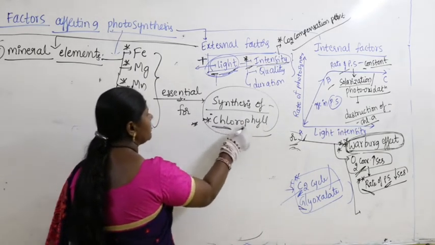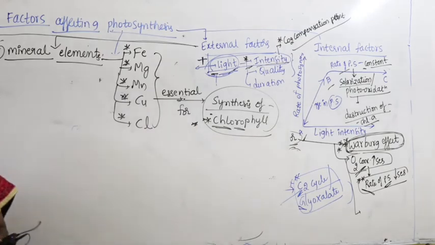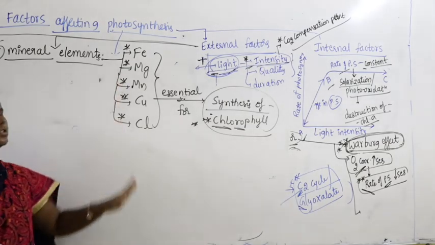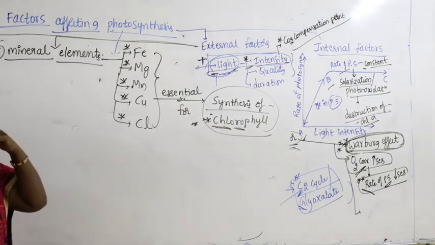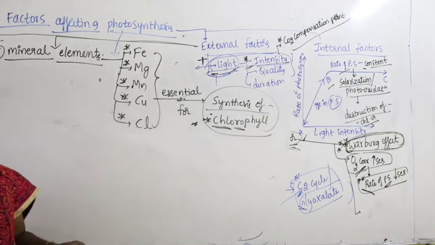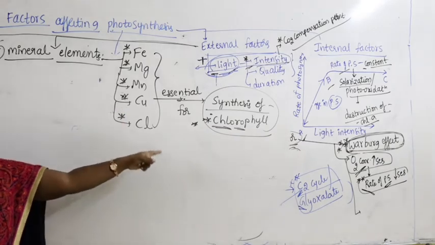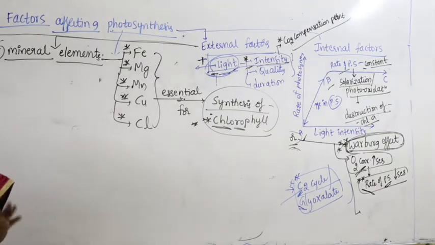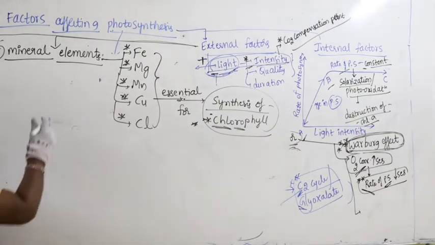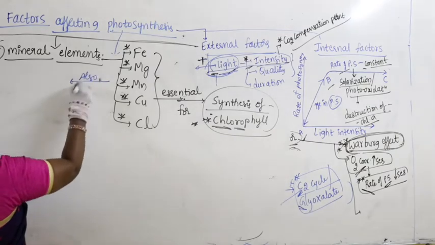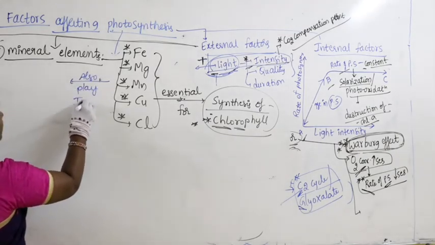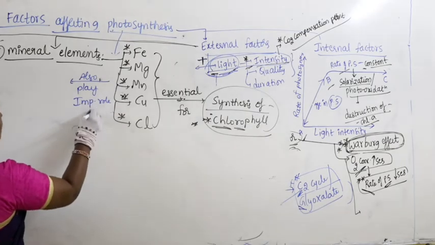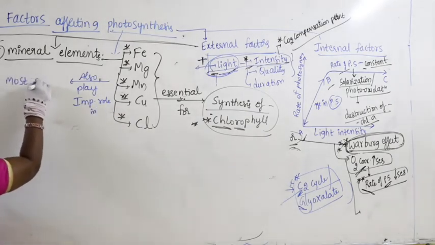For chlorophyll to be synthesized, you know the chlorophyll structure we have discussed, with four pyrrole rings. In the center we find magnesium; iron is also there. It is the tadpole structure of chlorophyll. For photosynthesis, the main component is chlorophyll, and for the synthesis of chlorophyll we require the most important essential mineral elements. Not only this, they also play a very important role in most of the metabolic processes.